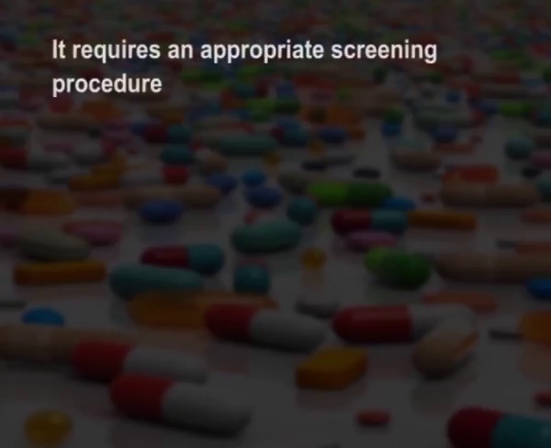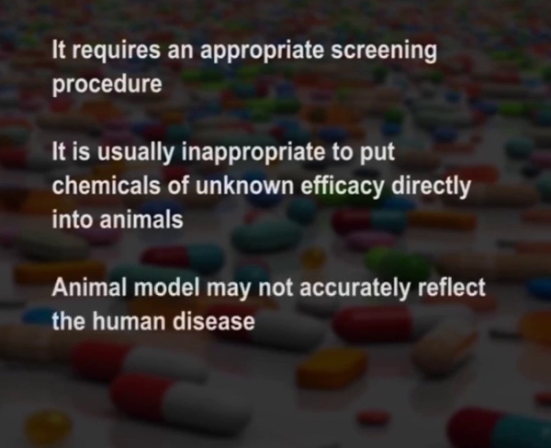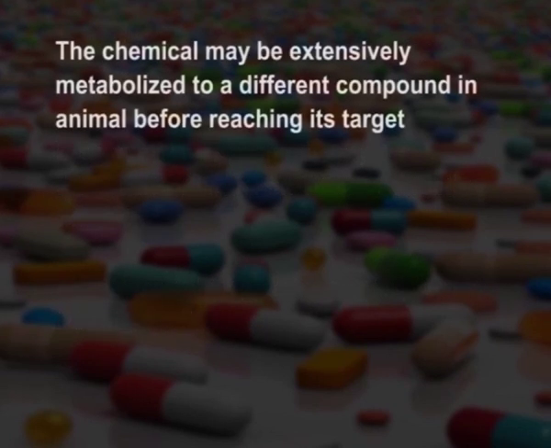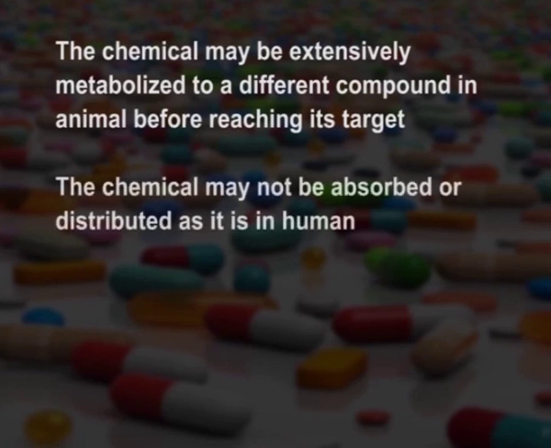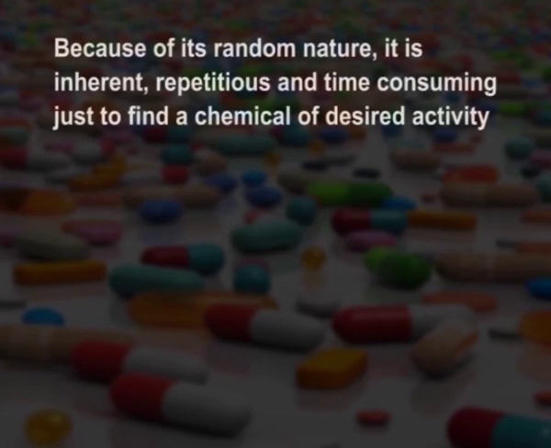First, it requires an appropriate screening procedure. Second, it is usually inappropriate to put a chemical of unknown efficacy directly into animals. Third, the animal model may not accurately reflect the human disease. Fourth, the chemical may be extensively metabolized to different compounds in the animal before reaching its target. Fifth, the chemical may not be absorbed or distributed as it is in humans. And finally, because of its random nature, it is inherently repetitious and time consuming just to find a chemical of desired activity.